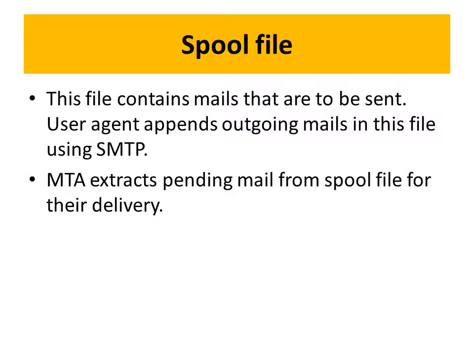The next component is the spool file. This file contains the mails that are to be sent. Suppose we want to send a mail A. So it is stored in this spool file, and the user agent appends the outgoing mails in this file with the help of SMTP, that is Simple Mail Transfer Protocol, and the MTA, that is Message Transfer Agent, extracts the pending mail from this spool file for delivery.